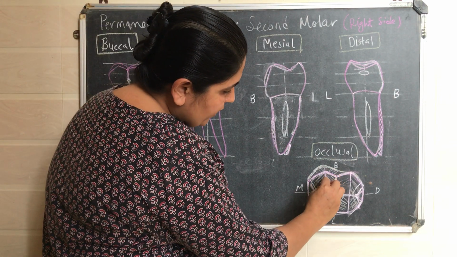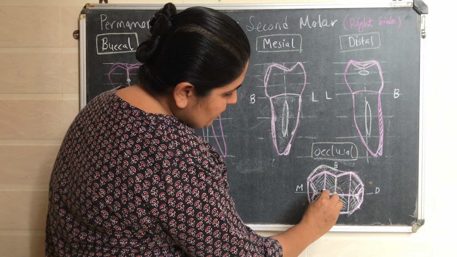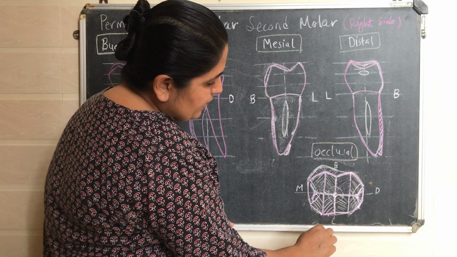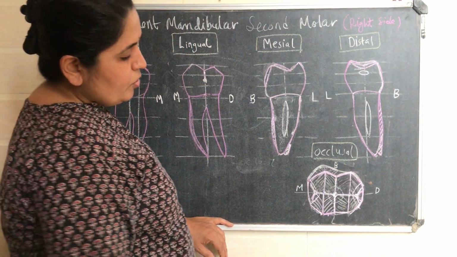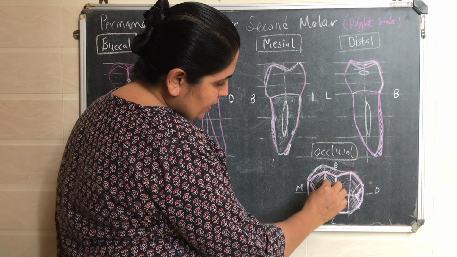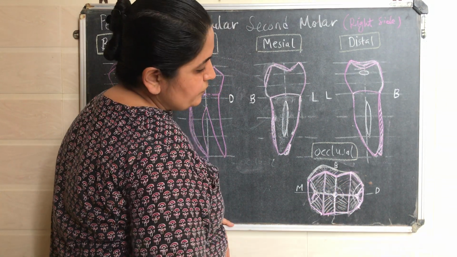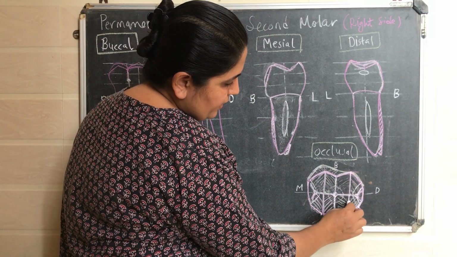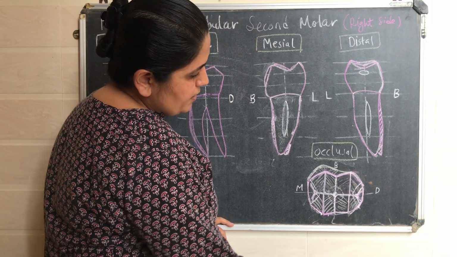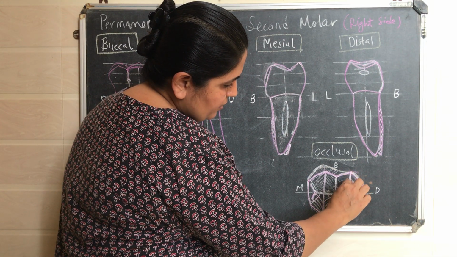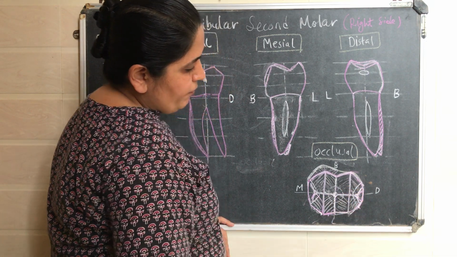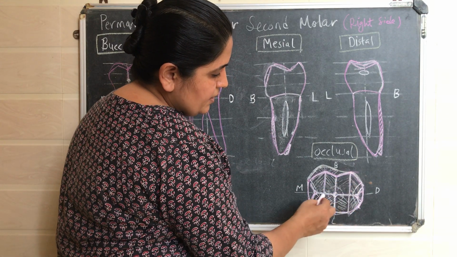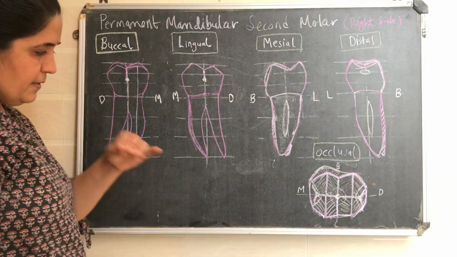Now these two triangular ridges, the triangular ridge of the mesiobuccal cusp and the triangular ridge of the mesiolingual cusp, meet each other, crossing the occlusal surface transversely, forming the transverse ridge. Similarly, the triangular ridge of the distobuccal cusp and the triangular ridge of the distolingual cusp meet each other, crossing the occlusal surface transversely in a buccolingual direction, forming the transverse ridge. Right? So there are two transverse ridges.